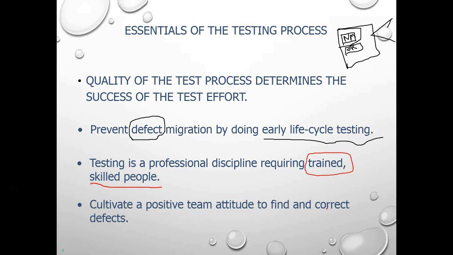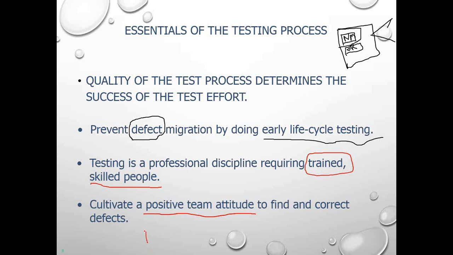Cultivate a positive team attitude to find and correct defects. The positive team attitude for any successful project is very important, whether it's a QA, a developer, a business analyst, or the stakeholders. The positive team attitude supports the success of the project, because let's assume a business analyst is not very supportive. Then what will happen? There is a communication gap. There is an issue where the person is not able to provide the right information to a QA.